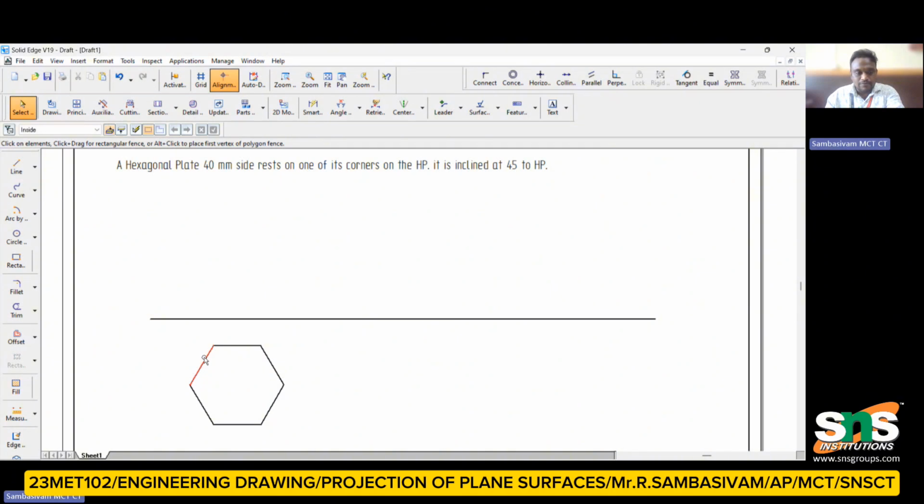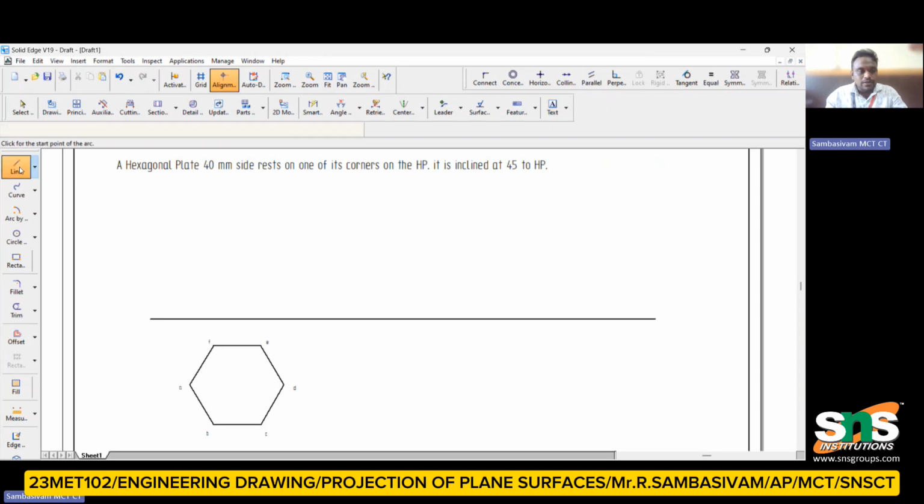I am removing the excess lines. Once again I am drawing from this point; this will be your 40. This is how the hexagonal plate has to be drawn. Now I am going to name this as A, this as B, this as C, this as D, this as E, and this as F.